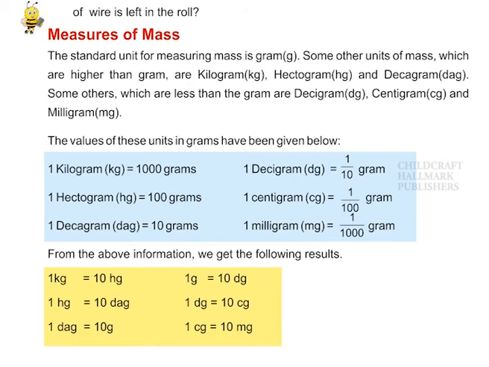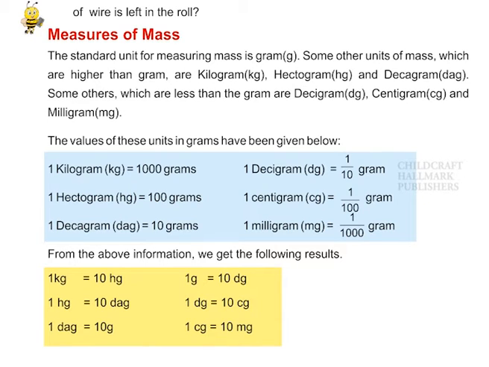Measures of mass. The standard unit of measuring mass is gram. Some other units of mass which are higher than gram are kilogram, hectogram and decagram. Some others which are less than the gram are decigram, centigram and milligram. The values of these units in grams have been given below.